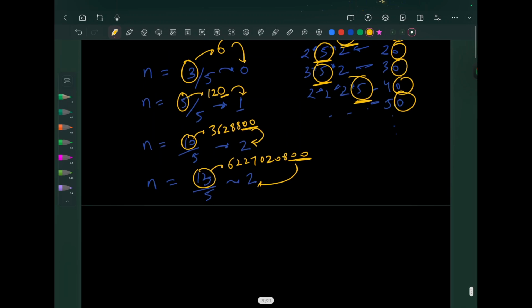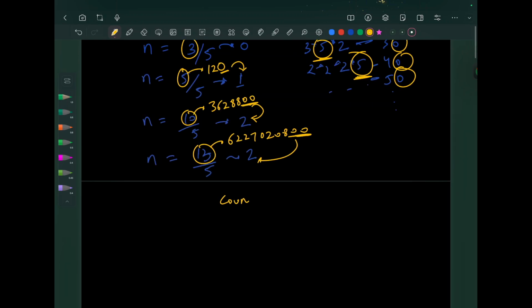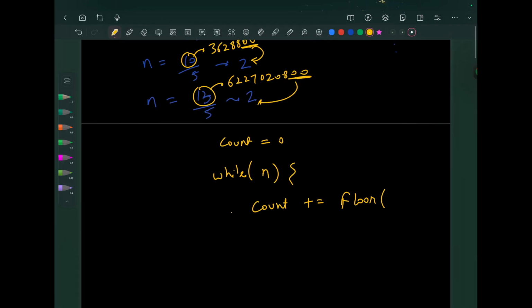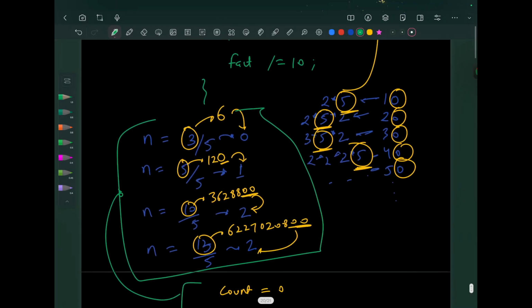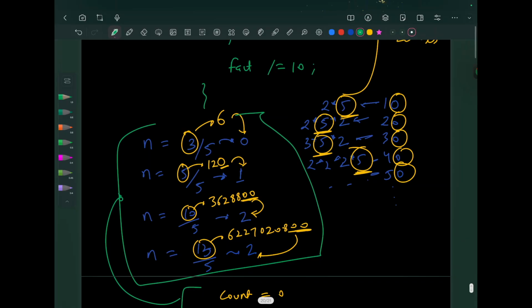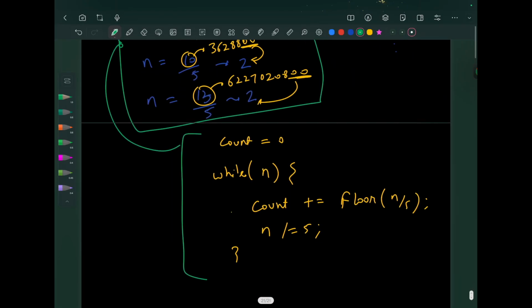So let's write the code for this. We will declare one variable count equals 0. We will run our loop in which we are dividing our number n by 5, adding the count of n by 5, and updating our n. This is the code for this logic. So we are directly dividing our n by 5, and the value that remains gives me the number of trailing zeros. Also we are using floor, which basically rounds down your value after dividing it, and here we are doing a plus equals. So it will add all of your trailing zeros.